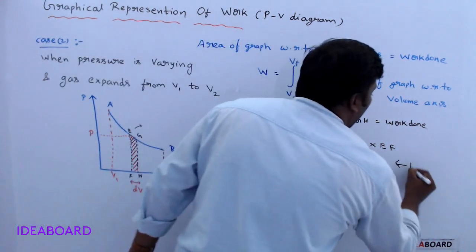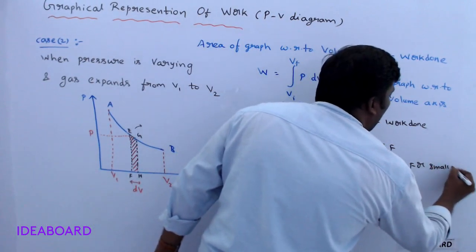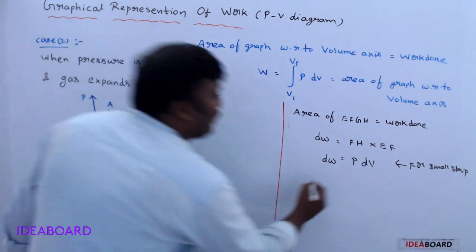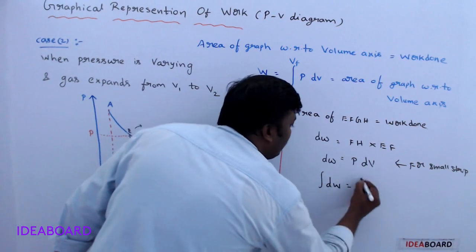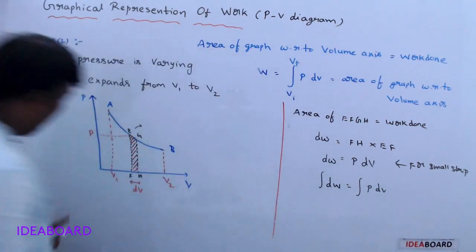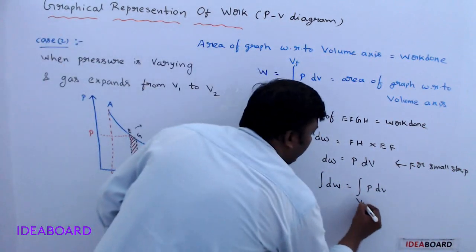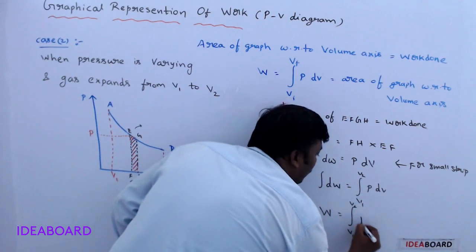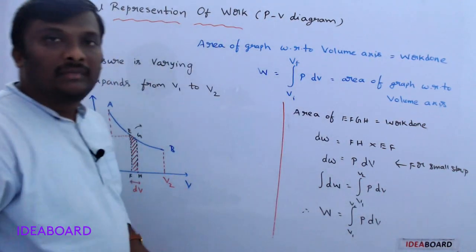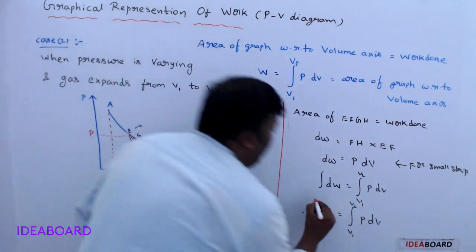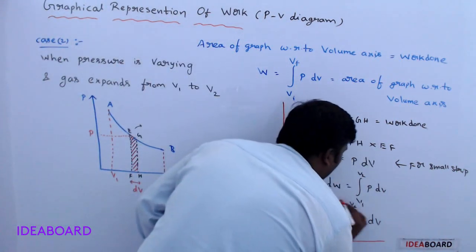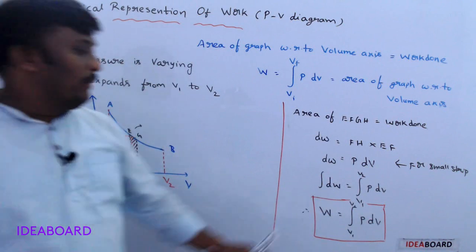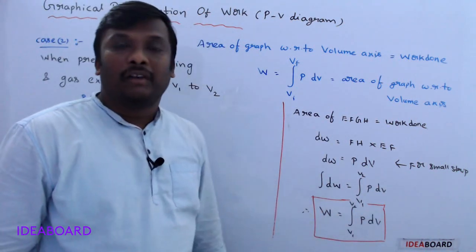Okay, for the small strip. If you want the total work done, integrate the above equation between the limits V1 to V2. Then we get the work done formula as the integral from V1 to V2 of PdV. Understand? So, if the pressure is varying and the gas expands from V1 to V2, then we may use the formula W as the integral of PdV from V1 to V2.